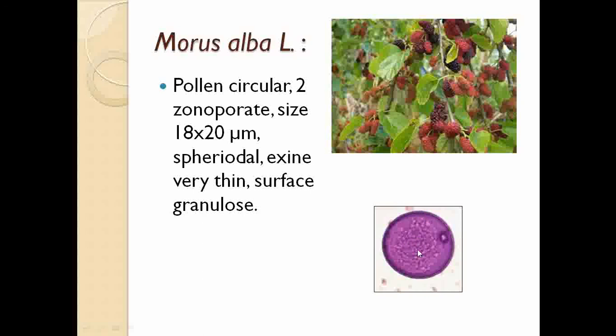Means, for example, whenever you take a section of groundnut and stain it with Sudan 3, at that time under the microscope you observe the oil droplets, like granules. Similar to that, whenever you observe this pollen grain under the microscope, you are going to observe the granular nature or granular surface of the pollen grain.